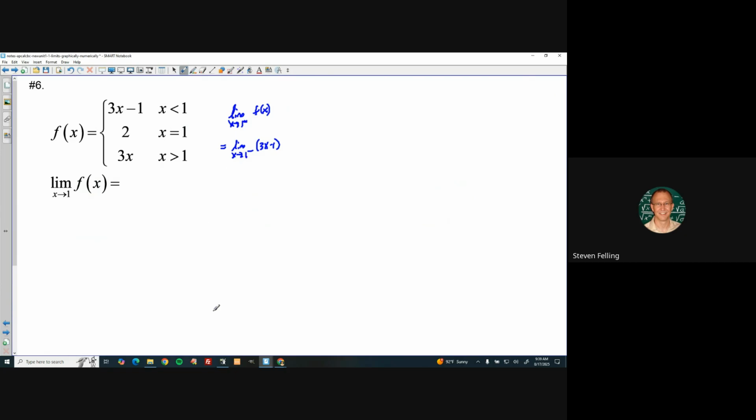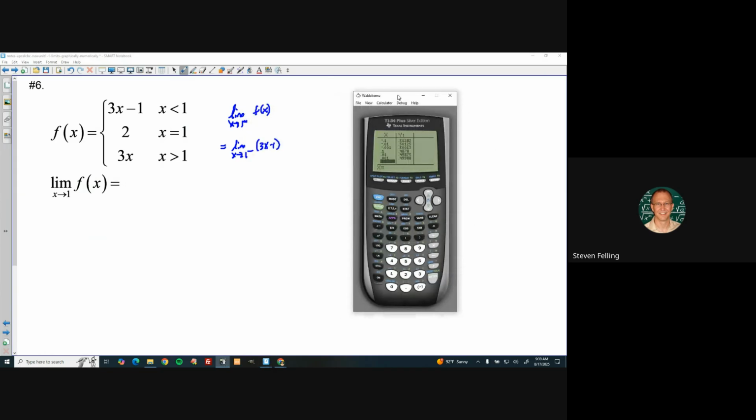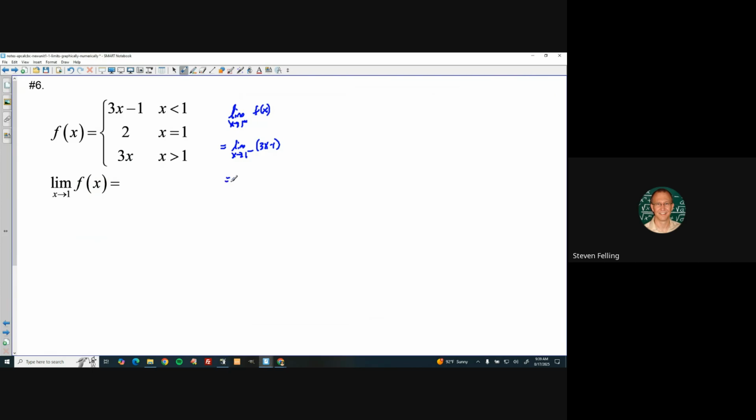If I use a table for that, I can plug in the rule 3x minus 1, and then use a table to come up to 1 from the left. So that would be like 0.9, 0.99, 0.999. And that seems to be getting closer and closer to 2. So we're going to declare that this limit is equal to 2.